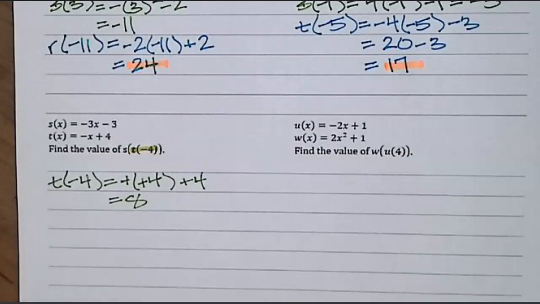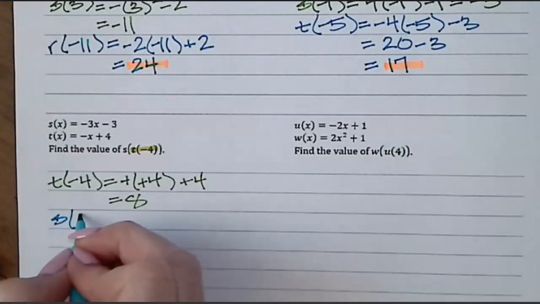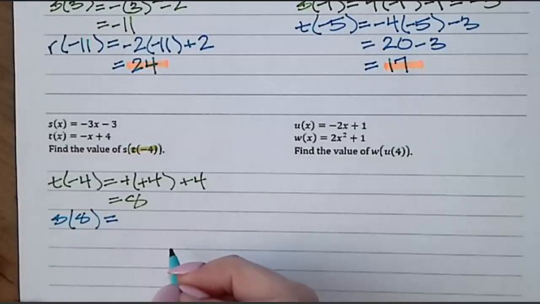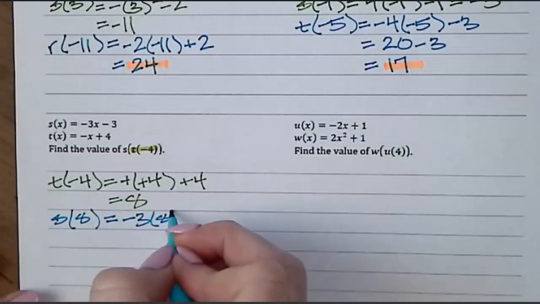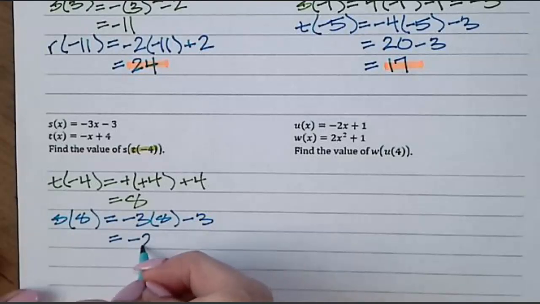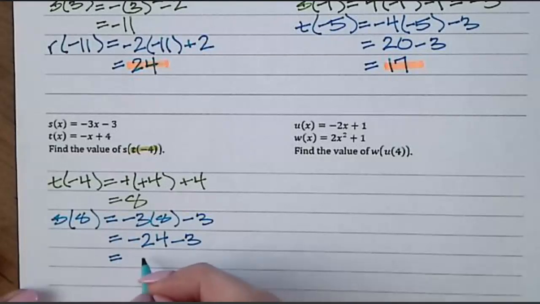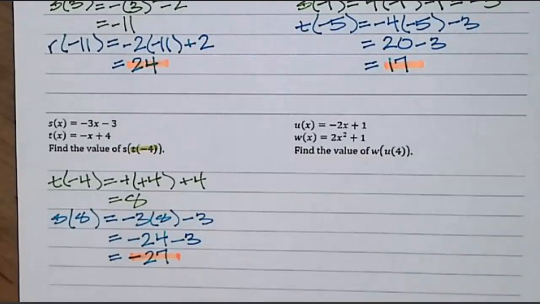So now I know that what I'm trying to find is s of 8. So I go into s and replace all of my x's with an 8. Negative 3 times 8 minus 3 gives me a negative 24 minus 3, which is negative 27. So the value for s of t of negative 4 is negative 27.